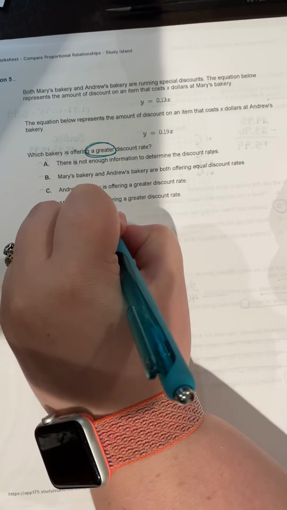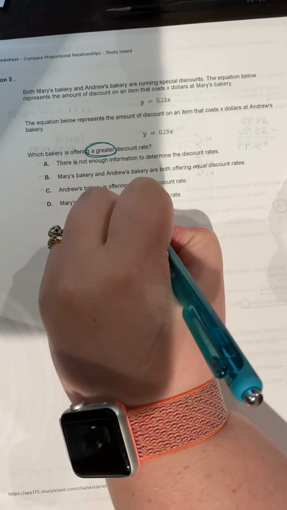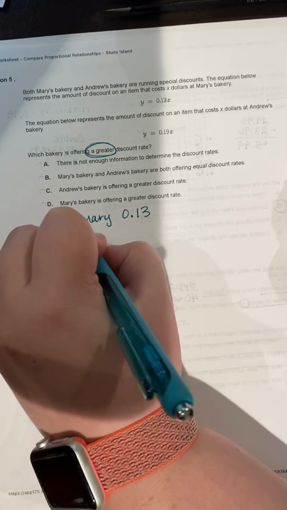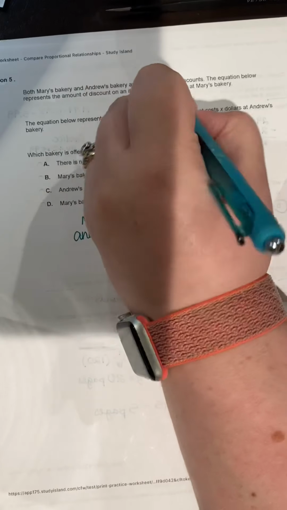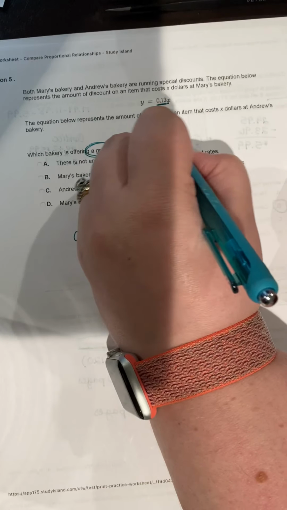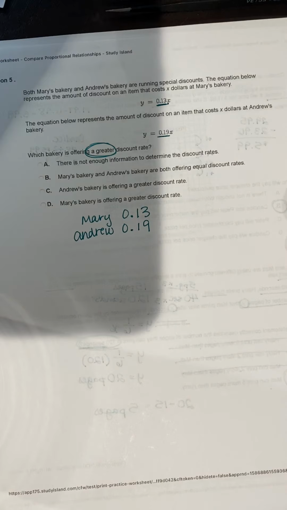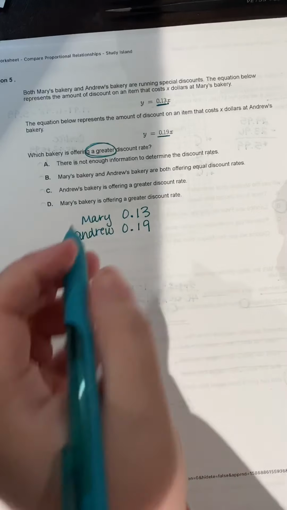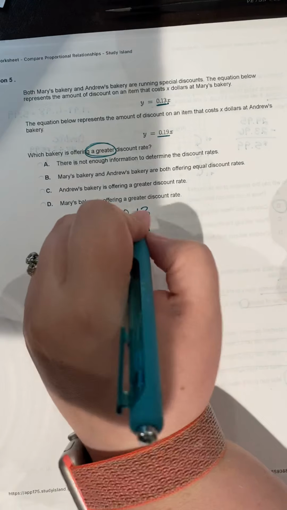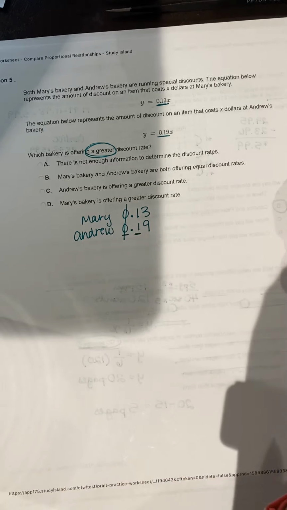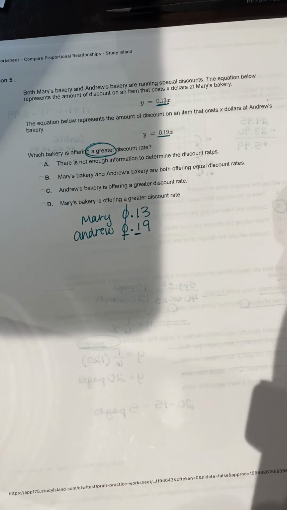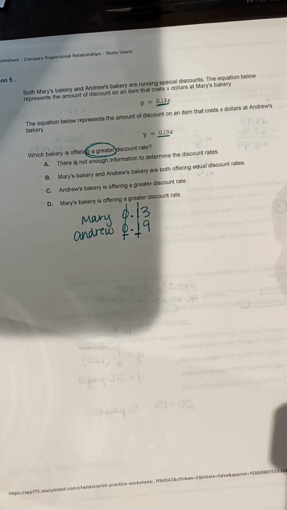So we have Mary at 0.13. We have Andrew at 0.19. And again, those just came from that number right in front of that variable, your unit rate. Or in this case, it's a discount rate. Okay. So looking at these numbers, we're going to start with the 0. If I compare the 0, both those digits are exactly the same. Go to the next digit. That next digit, what do you notice? They're both 1s. They're exactly the same.